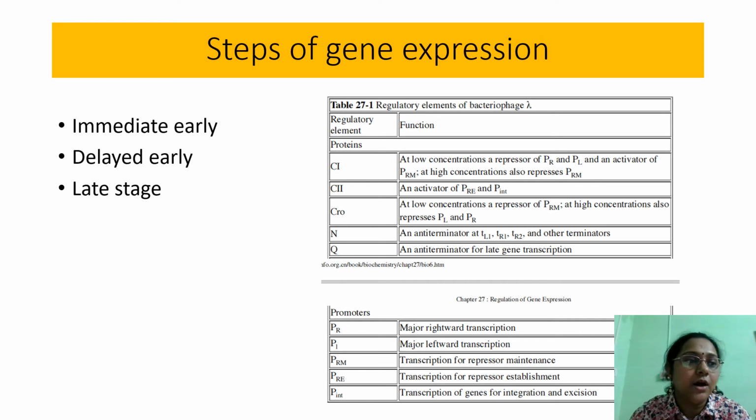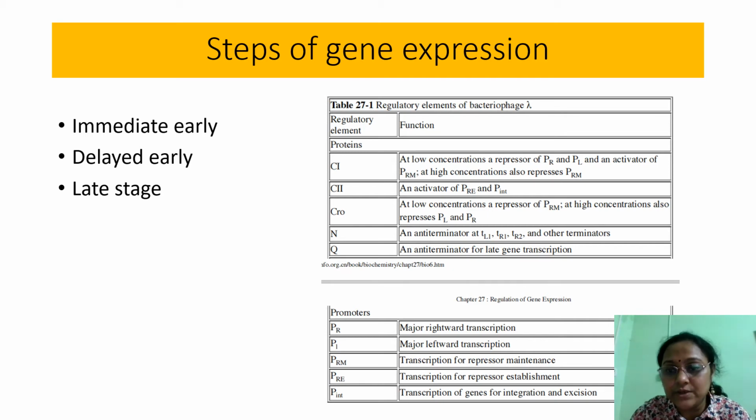Now we have five different promoters for this genetic switch to function. What are they? Two promoters for the lytic cycle are PR and PL, simply leftward gene expression and rightward gene expression. Then we have another three promoters: PRM, PRE, and PINT. PINT is for integration and excision genes.